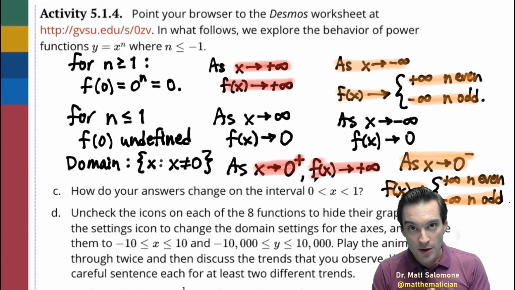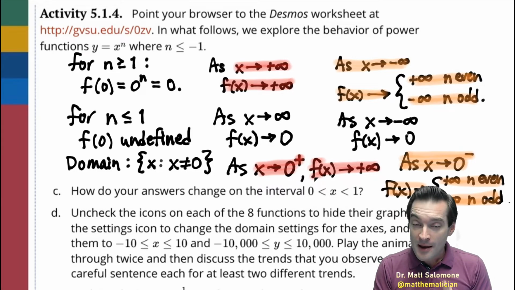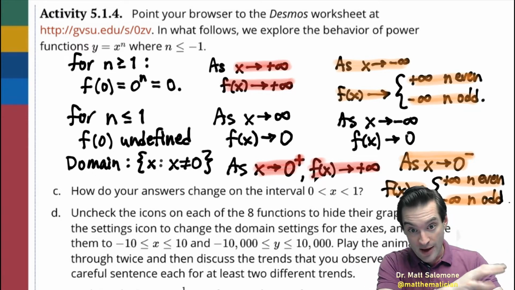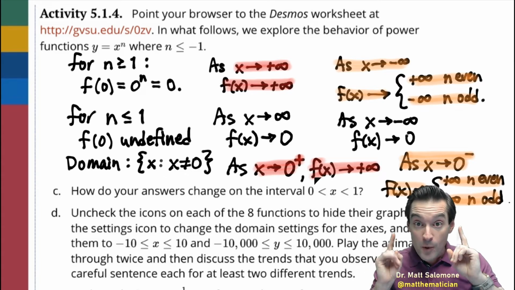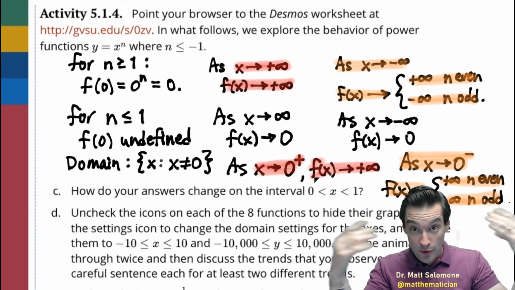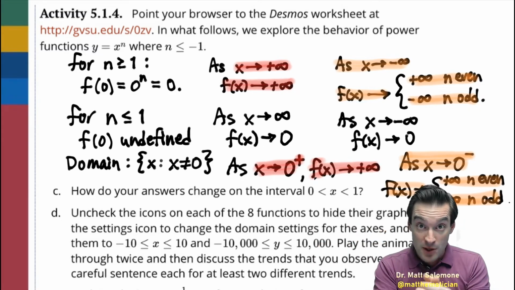Polynomial functions are nothing more than the sum and scalar multiple of positive integer powers of x. And even though there's potentially a bunch of different terms in a polynomial that have different exponents on them, we can know what all of those terms are doing as far as their local behavior and their end behavior by what's on the screen right here.